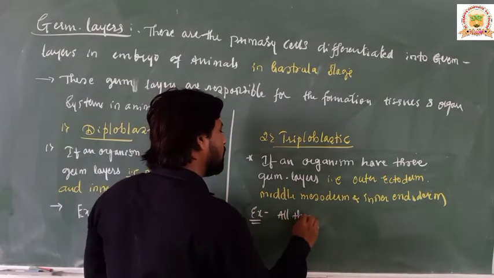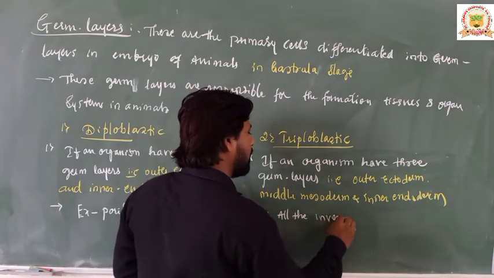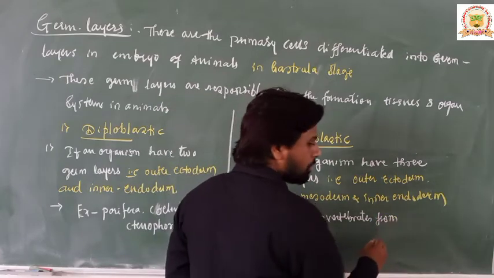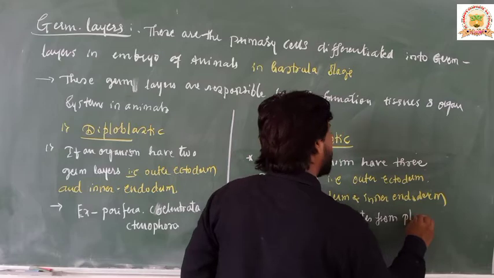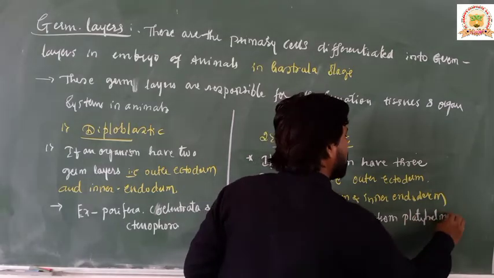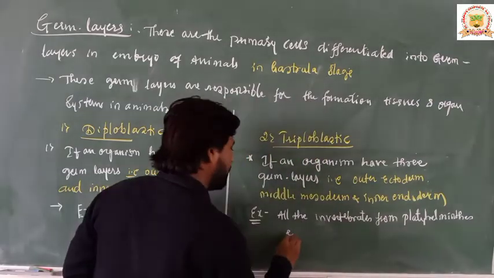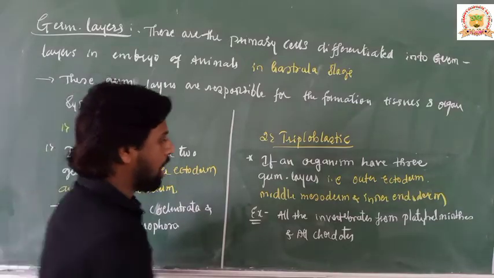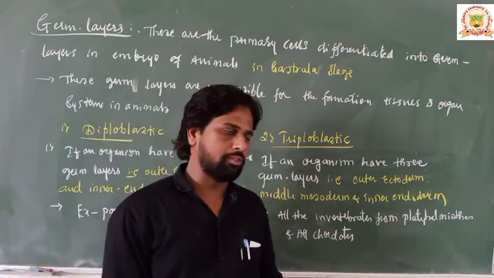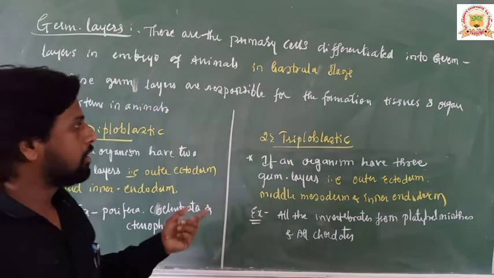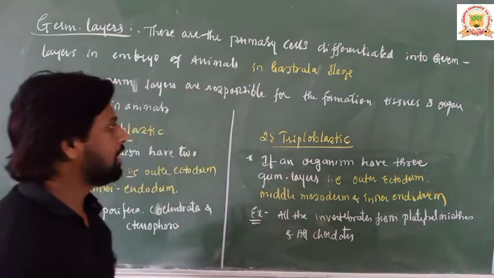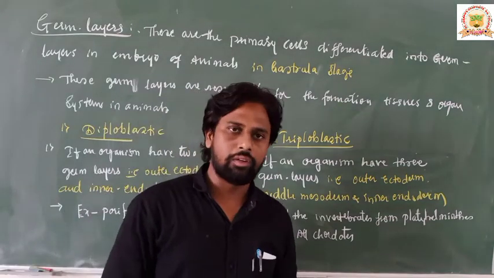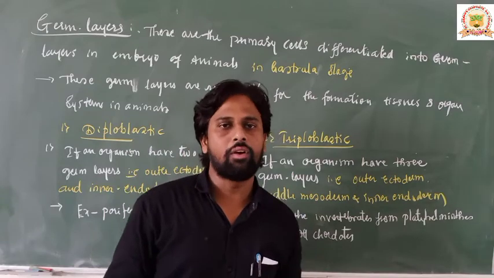So here we can give the examples: all the invertebrates from Platyhelminthes, and all chordates. So they come under the triploblastic animals. Okay, students. So in this way, the three germ layers are seen in this group of animals. Hope you all understood the concept regarding germ layers. So next we will study about the body plan.